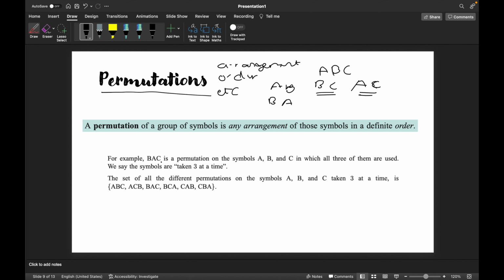For example, BAC is a permutation on the symbols A, B, C. In all of these, three of them are used, and we say the symbols are taken three at a time. The set of all the different permutations on the symbols A, B, C, taken three at a time, is ABC, ACB, BAC, BCA, CAB, and CBA.